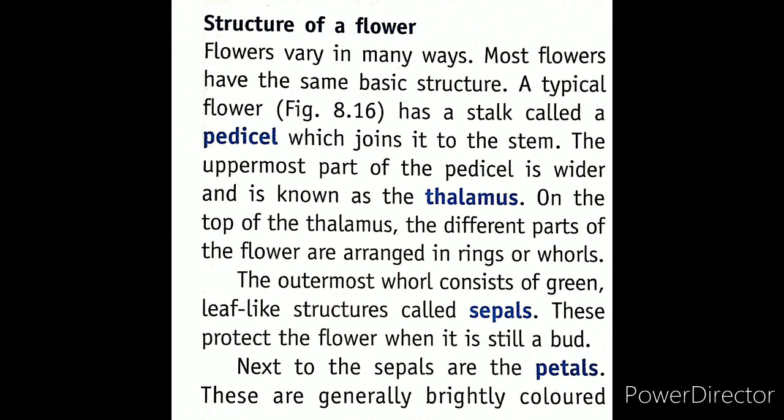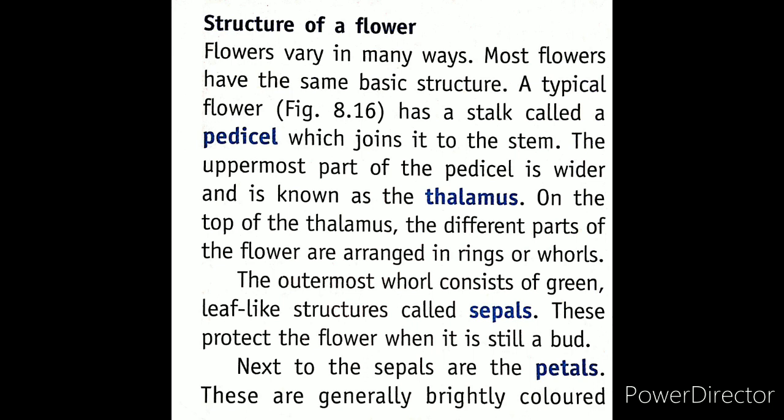That means what are the different parts of a flower. Flowers vary in many ways. Most flowers have the same basic structure. A typical flower has a stalk called pedicel, which joins it to the stem. The uppermost part of the pedicel is swollen and is known as the thalamus. On top of the thalamus, the different parts of the flower are arranged in rings or rows, and the outermost row consists of green leaf-like structures called sepals. These protect the flower when it is still a bud.